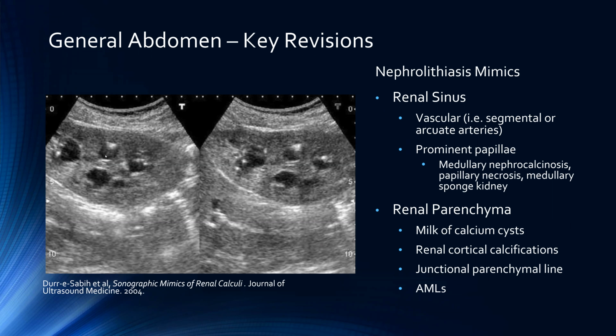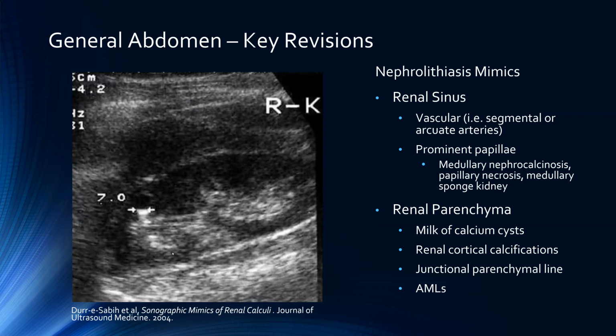Particularly given that medullary nephrocalcinosis is also predisposing to renal stones, and often those two entities are present concurrently, both stones as well as just calcification of the medullary papilla. So there's not much you can do to differentiate them, but if there is a known history of those entities, something to keep in mind.